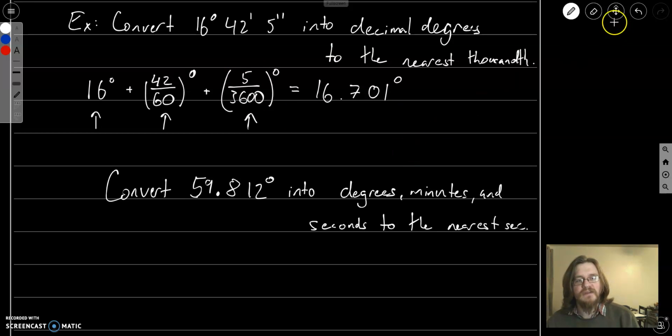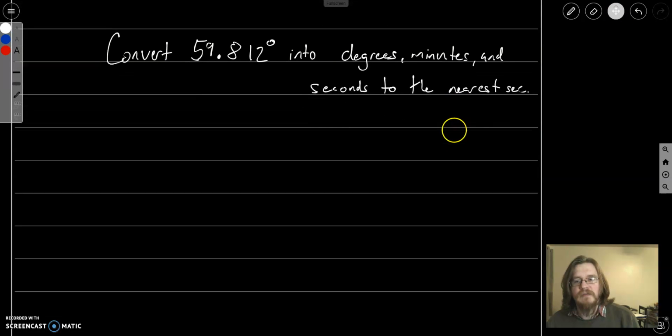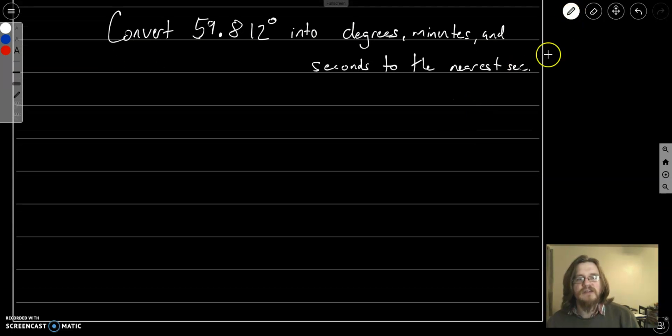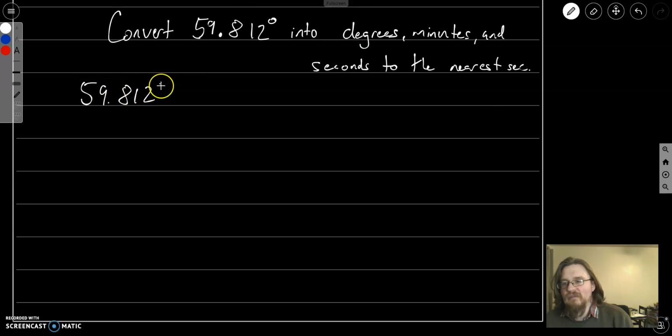Okay, so this is fairly straightforward. You just divide by the correct factor to get this. Converting backward is maybe a little bit trickier, but it's not too bad. So the way that I want to do this is I'm going to slowly take this apart one step at a time.